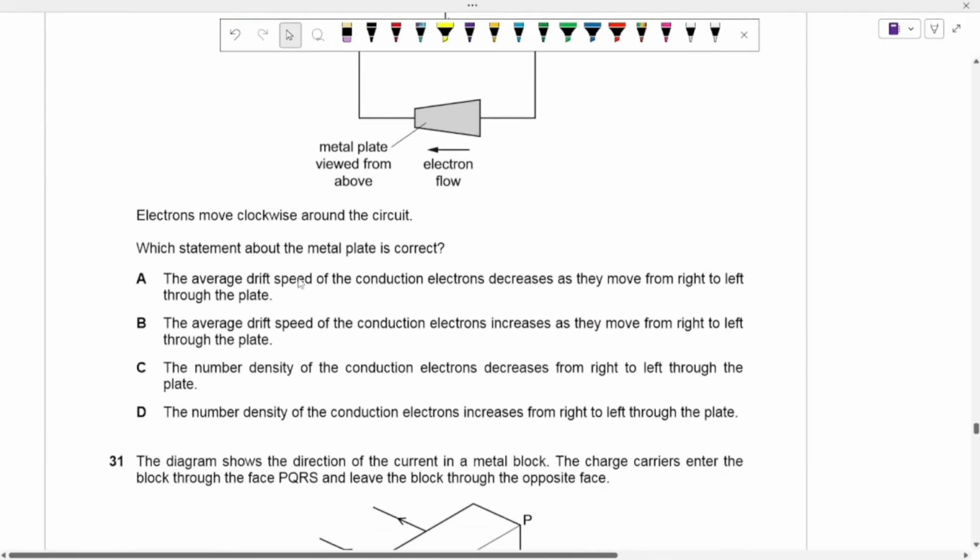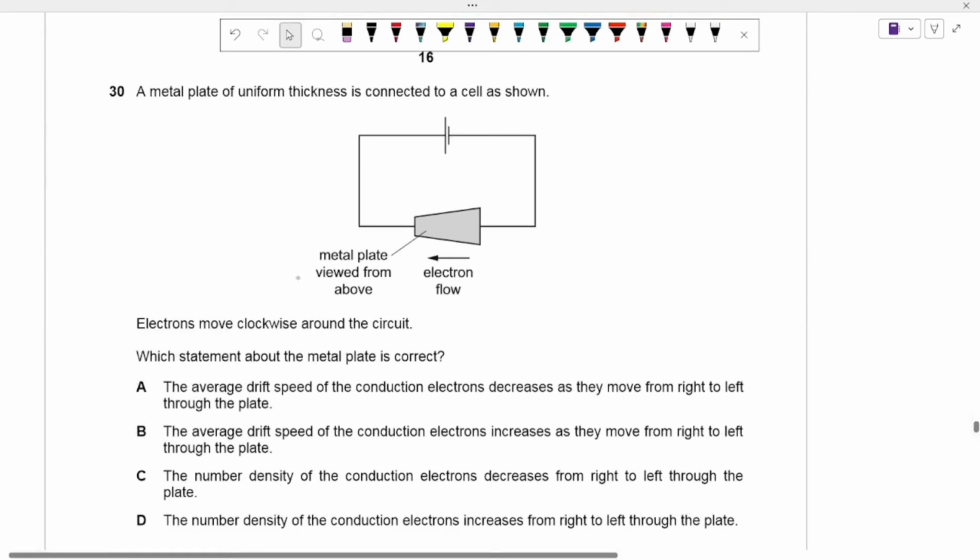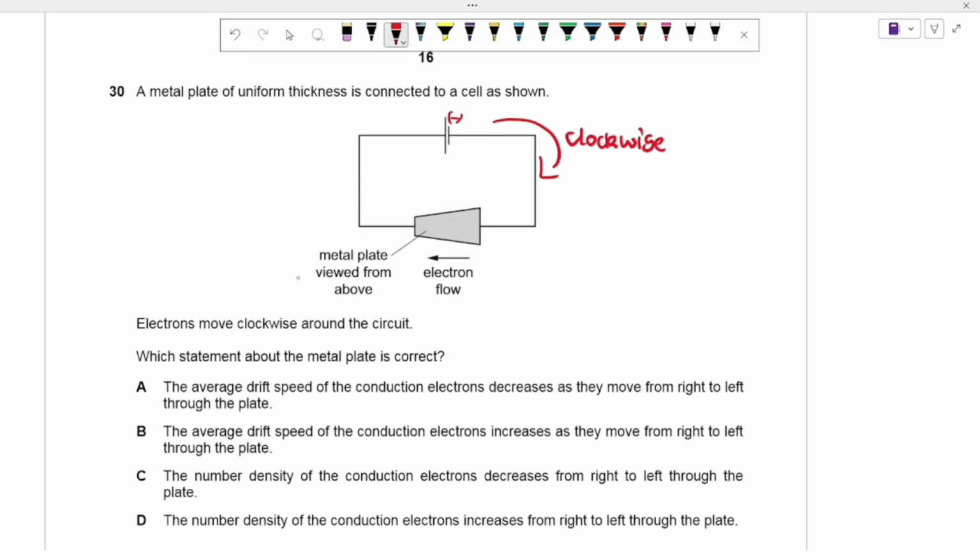Question 30. A metal plate of uniform thickness is connected to a cell as shown. Electrons move clockwise. Clockwise is basically like this, because electrons always move from the negative terminal. So electrons are going to move like this. So this, guys, is clockwise. That's very important for you to be thinking of. So they're going to move around the circuit, and we ask which statement about the metal plate is correct.